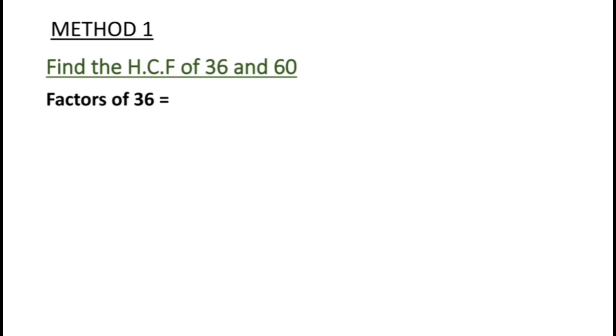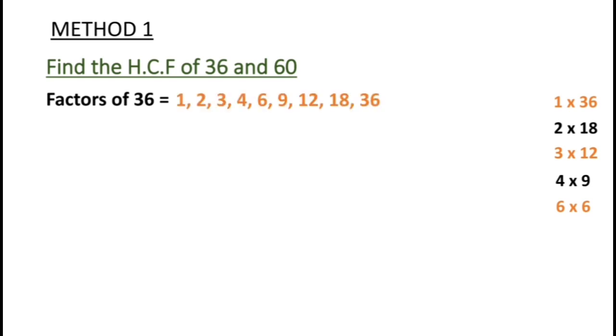Let us find the factors of 36. In which tables do we get 36? 1 36s, 2 18s are 36, 3 12s are 36, 4 9s are 36, 6 6s are 36. In all these tables we get 36. If we divide 36 by all these numbers, then the remainder will be 0, which means 36 is completely divisible by 1, 2, 3, 4, 6, 9, 12, 18, 36.